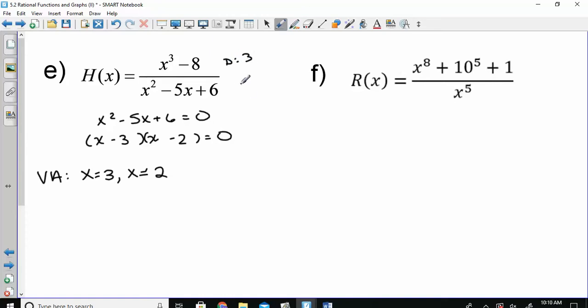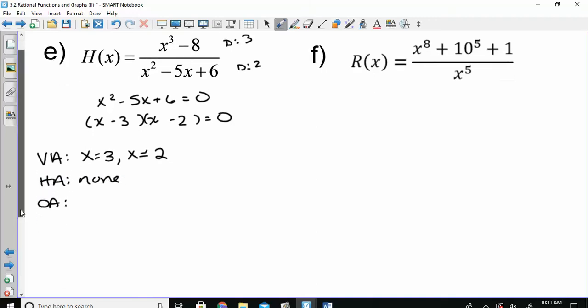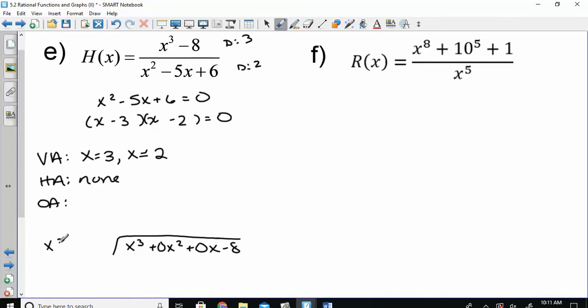What's the degree of the top? The bottom? So what kind of asymptote is it? Oblique. So there's no horizontal. We have an oblique instead. So to find that, we set up the division. We have an x cubed. You can put in the zeros if you would like. It's not going to make a huge difference as long as you line things up.